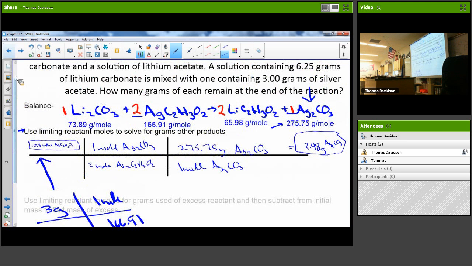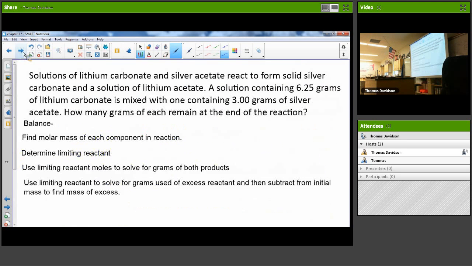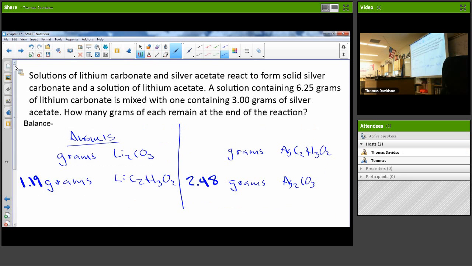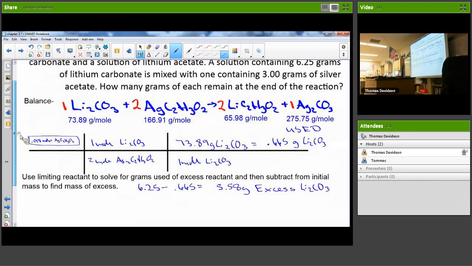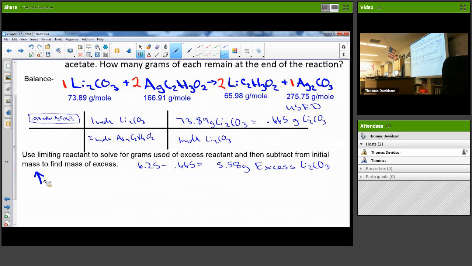Because my limiting reactant is 0. Which one is my limiting reactant? Was it, which one? I don't remember. This one? Okay. So the final step now, the directions are right here. Use the limiting reactant to solve for grams used of excess reactant and then subtract from initial mass to find mass of excess.